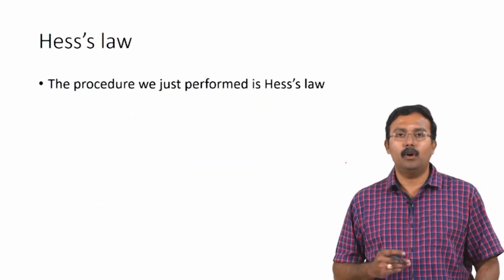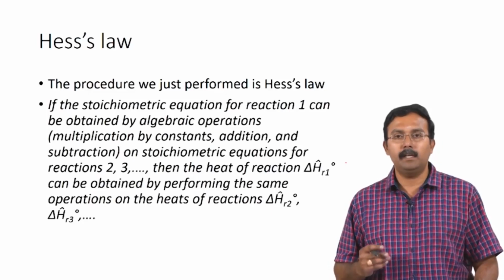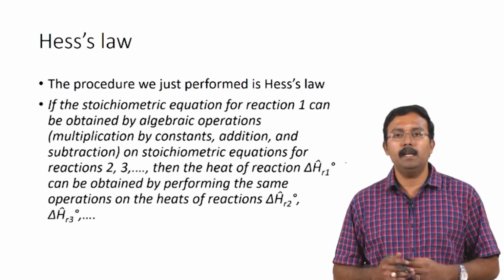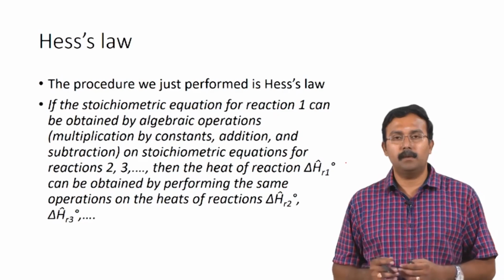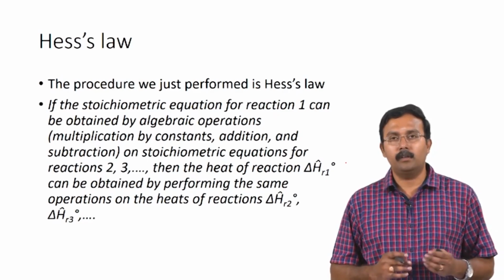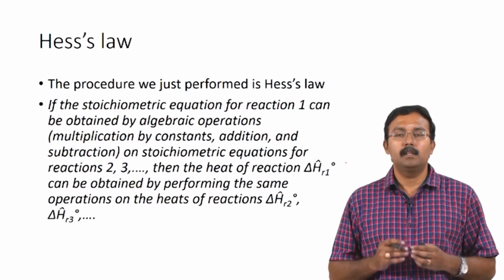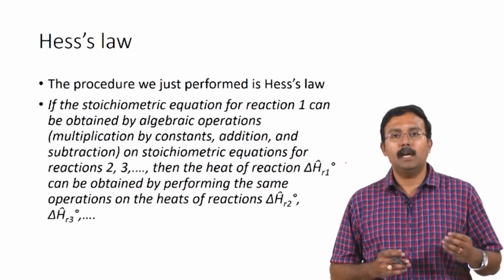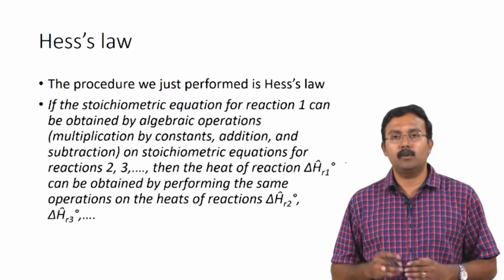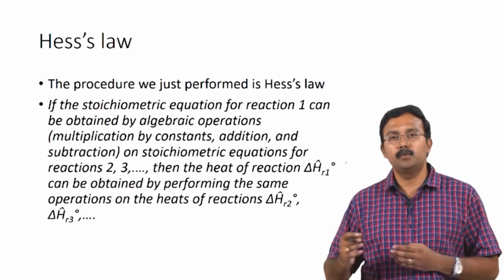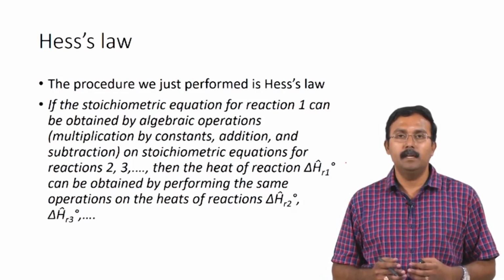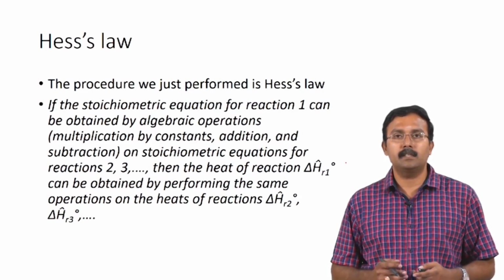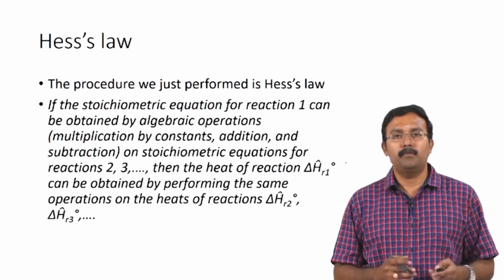What we did now is called Hess's law. Hess's law is stated as: if a stoichiometric equation for reaction 1 can be obtained by algebraic operations, which could be multiplication by constants, addition and subtraction, on the stoichiometric equations for reactions 2, 3, 4 and so on, then the heat of reaction for reaction 1 can be obtained by performing the same operations on the heats of reaction for reactions 2, 3, 4 and so on. This is what we just did, and we can use it to calculate the heat of reaction for reactions that cannot be performed experimentally.